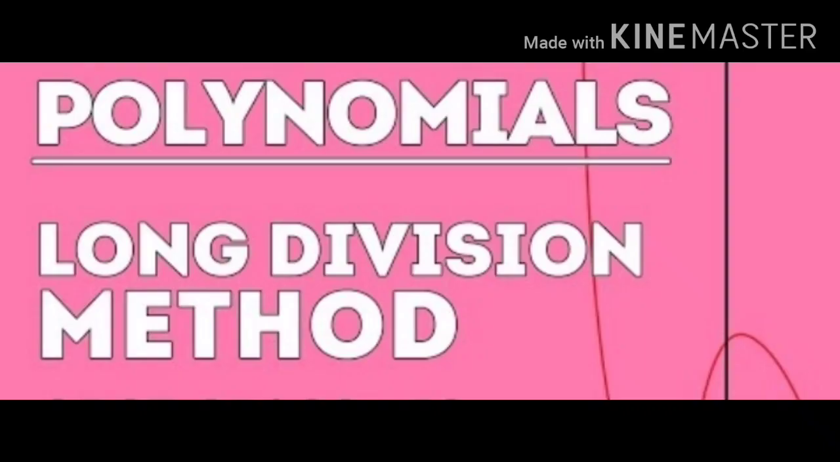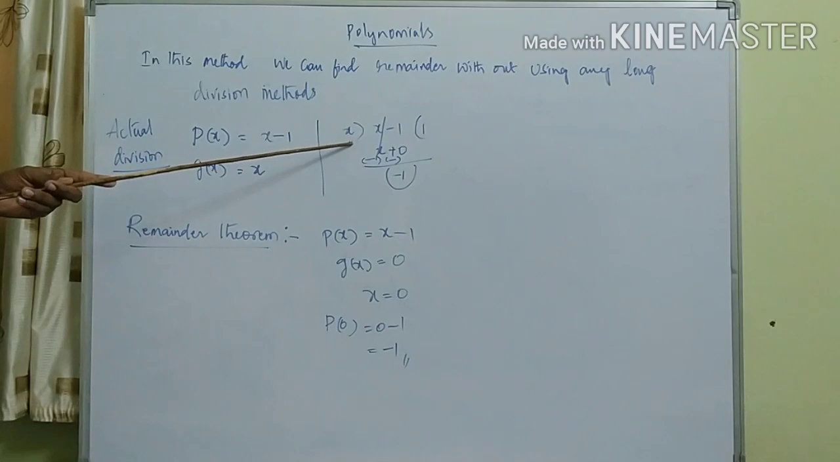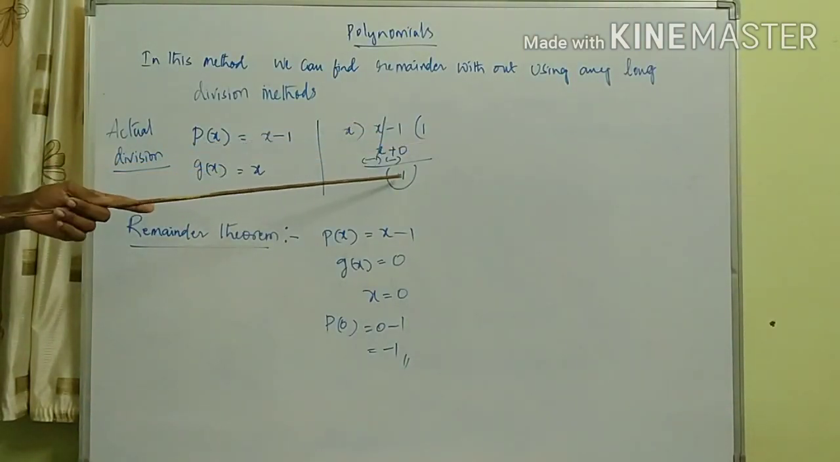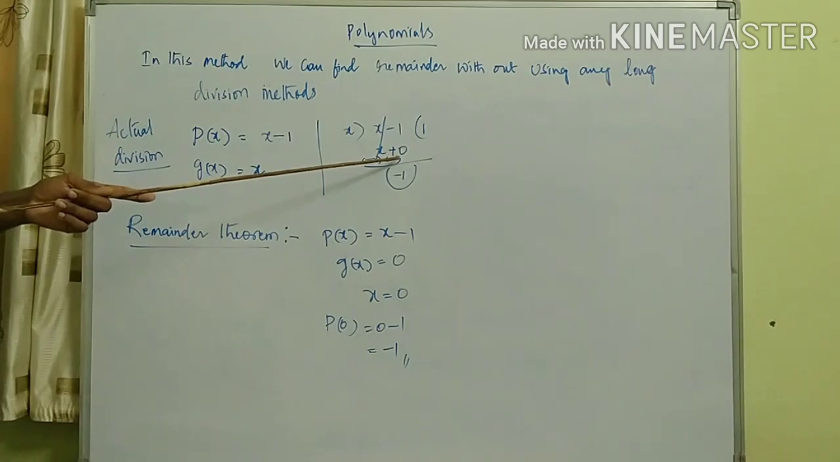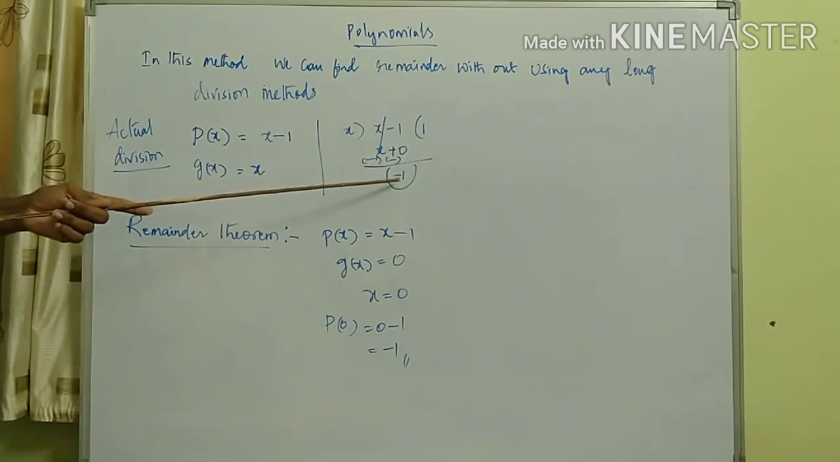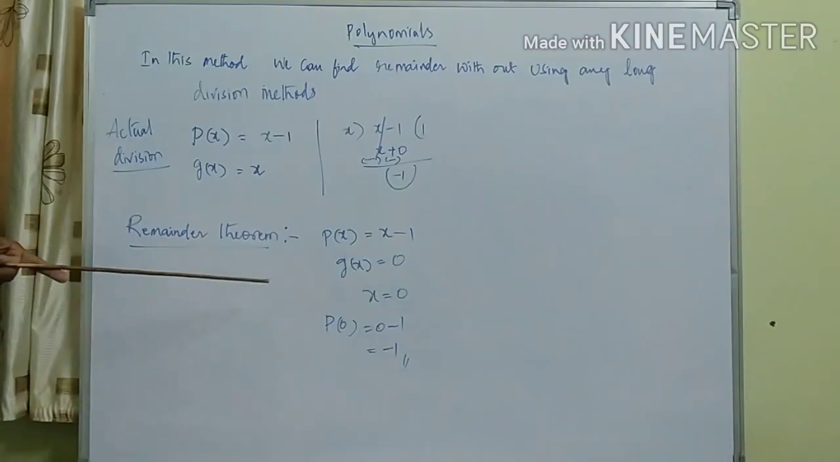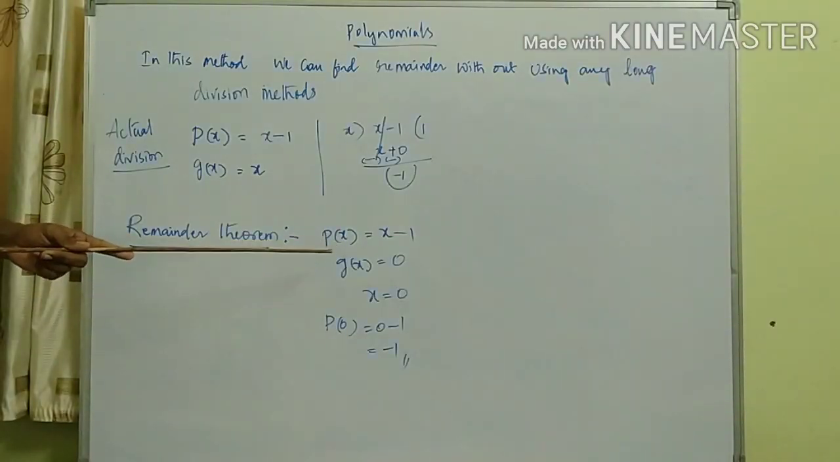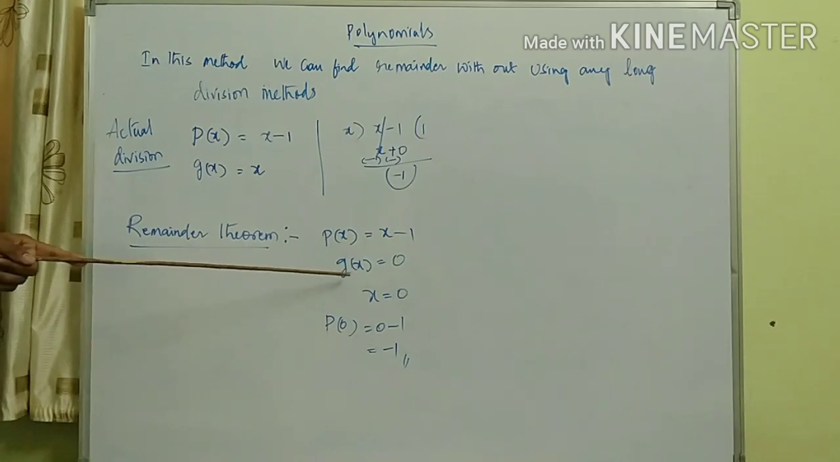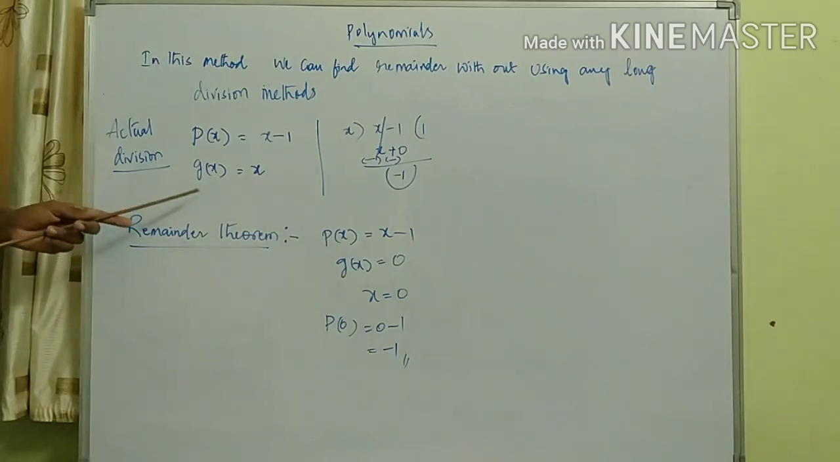So according to the long division method, this is q of x and this one is p of x. The x terms are x. Here we have to take 0 for our convenience. Here the remainder is finally minus 1. So according to the remainder theorem, p of x is equal to x minus 1. Here g of x is equal to 0.